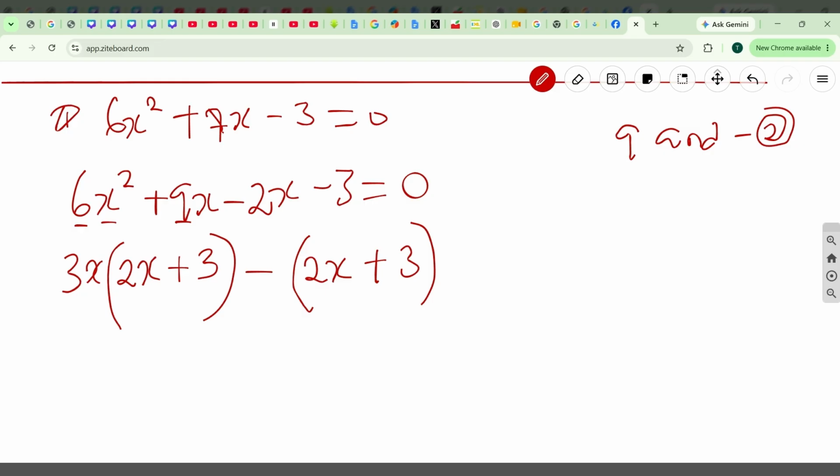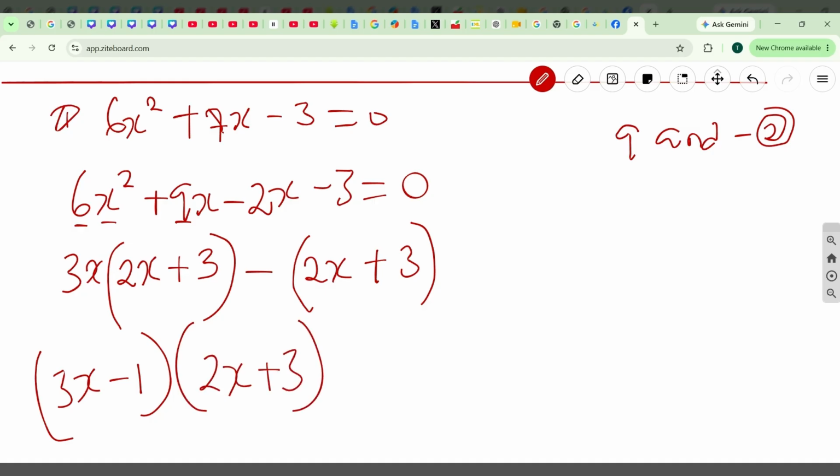Okay, let's proceed. So what we need to do here now is to say 3x minus 1, we need to factor this out, 2x plus 3. Hold on, where did I get 3x minus 1 from? This is the 3x, and this is negative. There is an invisible 1 here, so that's the negative 1. And then what's in the bracket here is what we take to complete the second value of x. So this is equal to 0, or this is equal to 0.